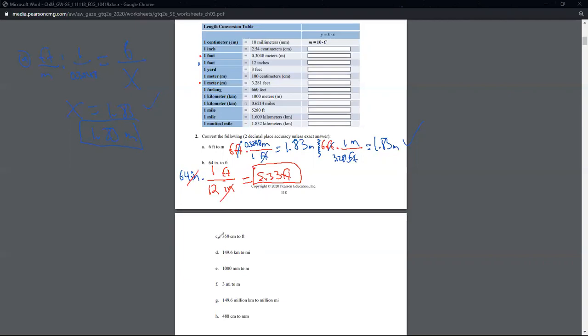All right, C, this is where things get interesting. Centimeters to feet. I see centimeters to millimeters. I see centimeters to inches. But I don't see centimeters to feet in here. So with C, there is no direct conversion of centimeters to feet.